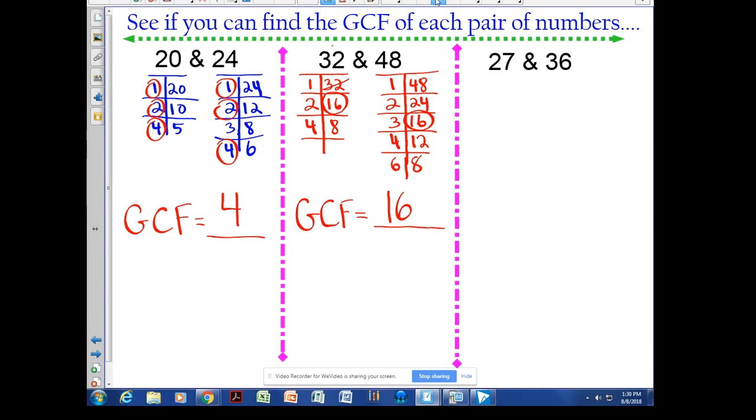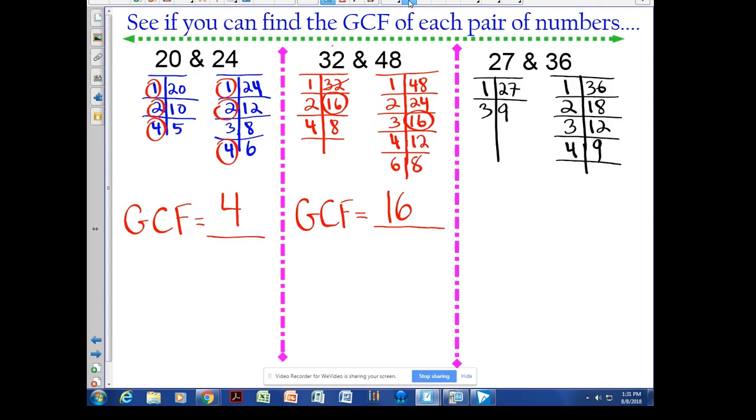Okay, here we are at the last problem of the day. 27. Okay, we did that one before. So 1 times 27. 2 doesn't go in because it's an odd number, but we have 3 times 9. And that's it. 36. Going to have a few more. 1 times 36. 2 times 18. And 3 definitely goes in there. 12 times. 4 times 9. And 36 happens to be a square number, which we're going to get into later in the year, which means that 6 and 6 are also factors.